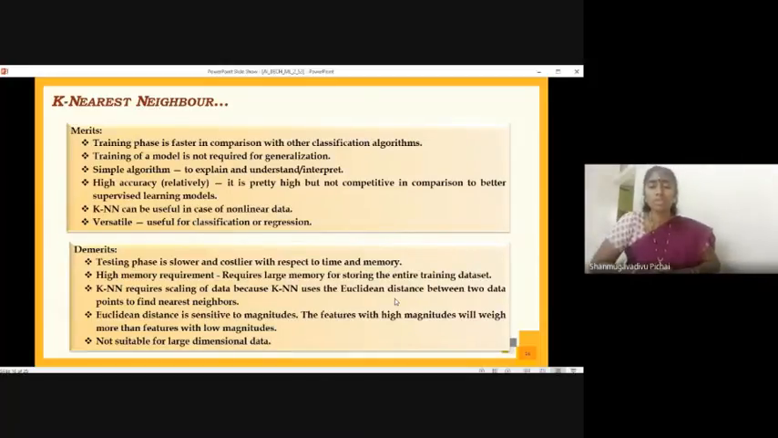So what are the demerits? The testing phase is slower and costlier with respect to time as well as money. As I told you, it requires a high amount of memory. It requires large memory for storing the entire training data set, and we also have to store the intermediate values.